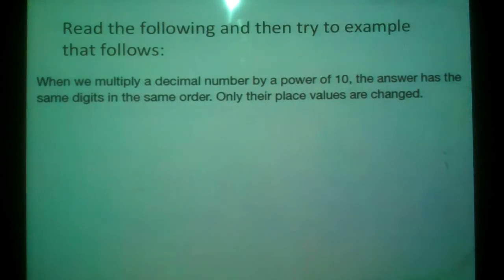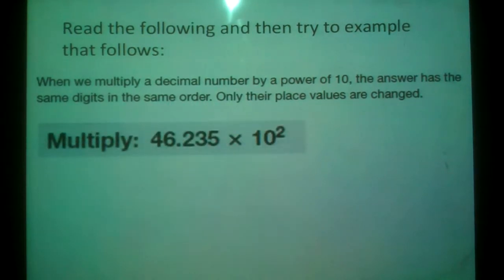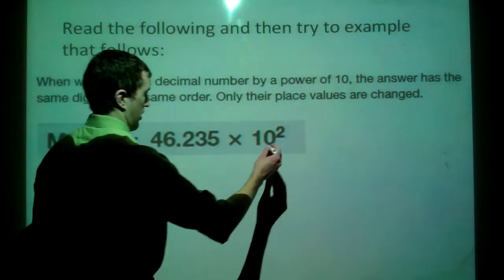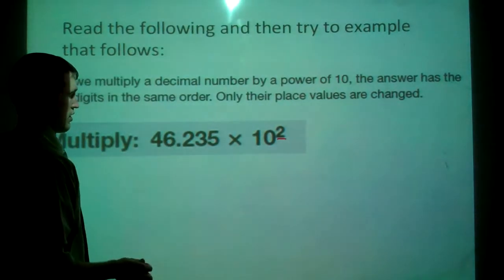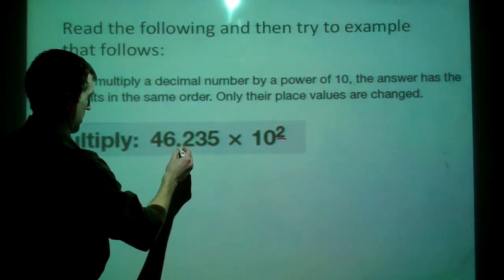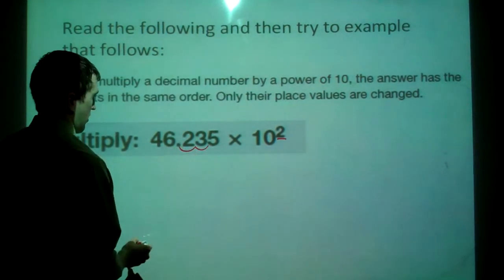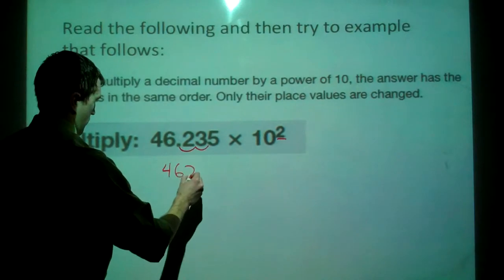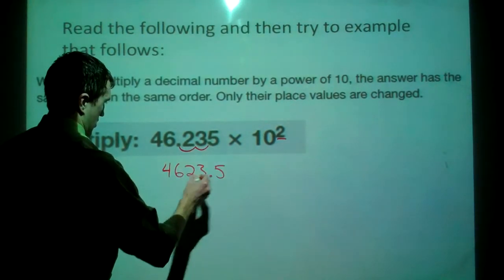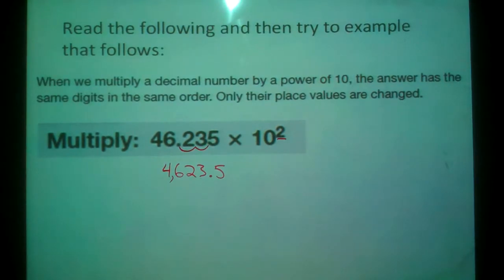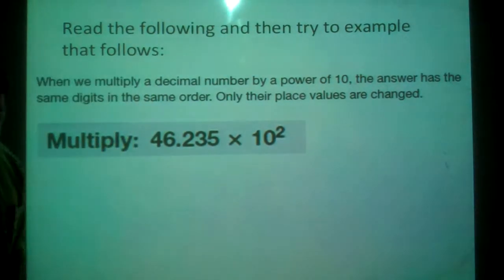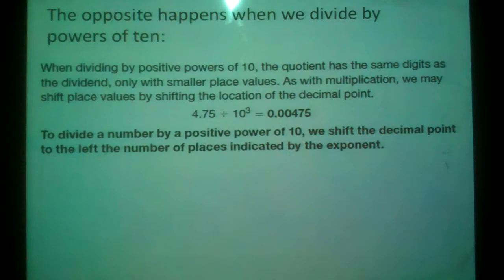Okay, we're going to try this here. When we multiply a decimal number by a power of 10, the answer has the same digits in the same order, only their place values are changed. So, if we multiply by 10 to the second, all we have to do is move the decimal over 2 spots to the right. So this is actually 4,623.5. So that's what we'll do when we multiply by powers of 10. Pretty easy. We're going to use that with scientific notation once we get to it.